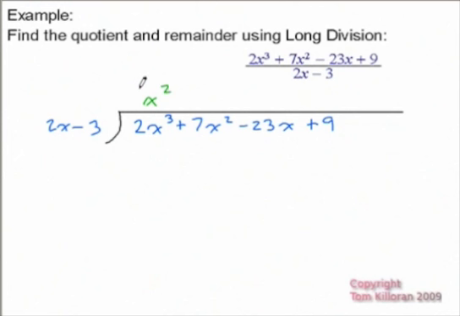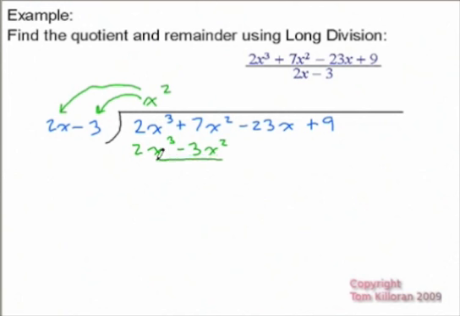When we multiply, though, we have to be careful. We've got to distribute it. It's going to hit the 2x, but it's also going to hit the negative 3. So we're going to get x squared times 2x, which is 2x cubed. We're going to get x squared times negative 3, which is negative 3x squared.